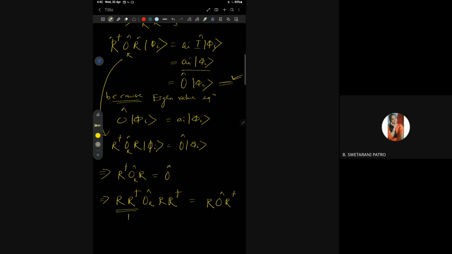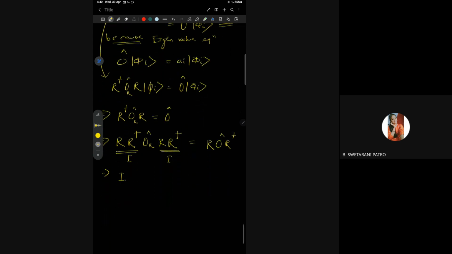Now this is equal to identity. So that's why I O R I is equal to R O R dagger. So this implies O R is equal to R O R dagger. Okay.